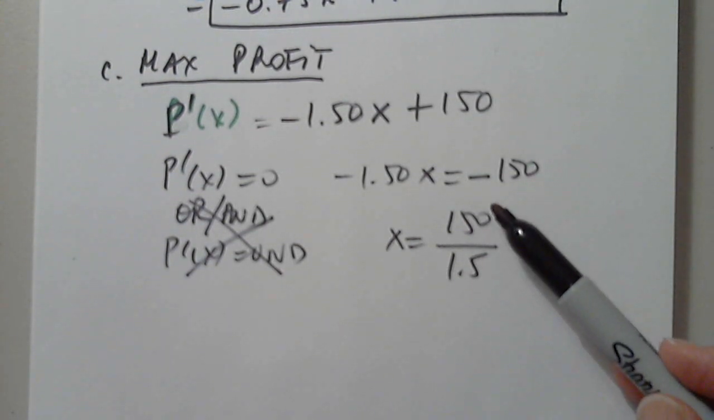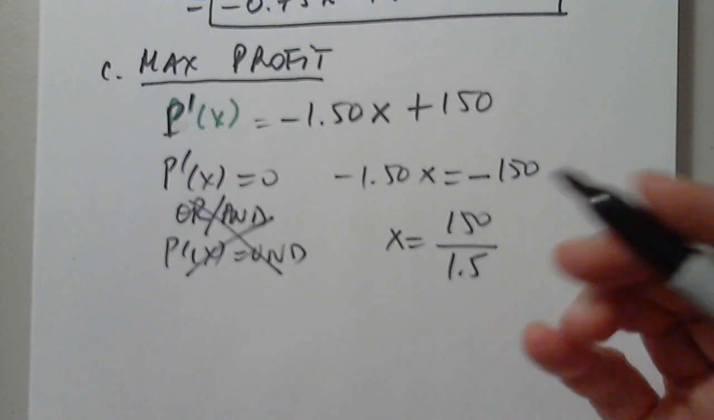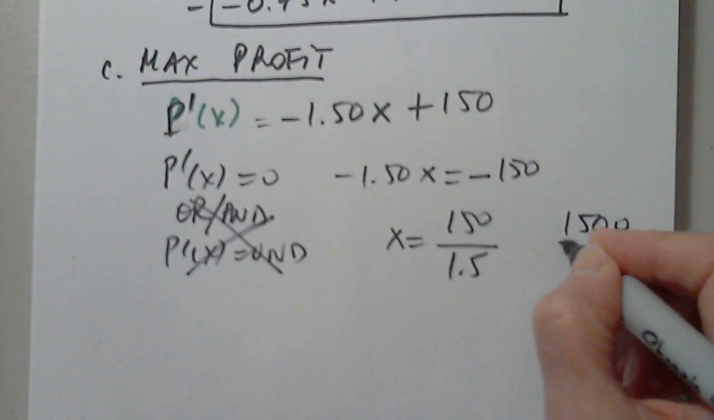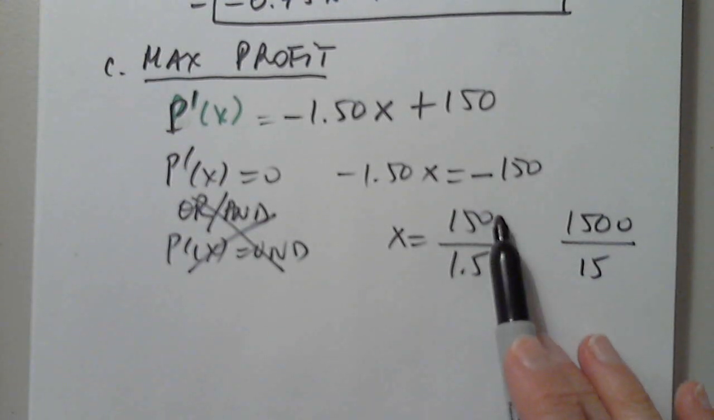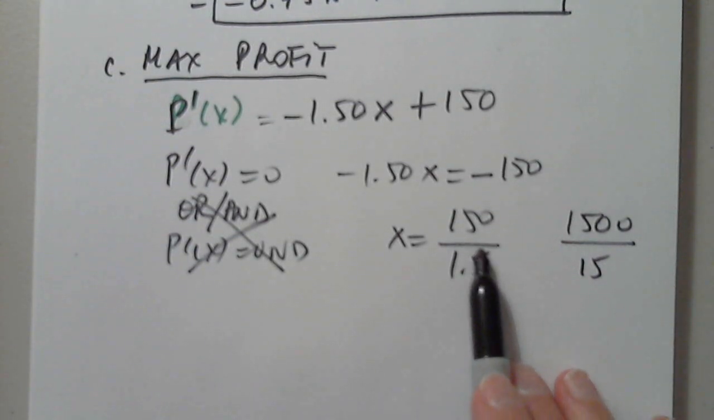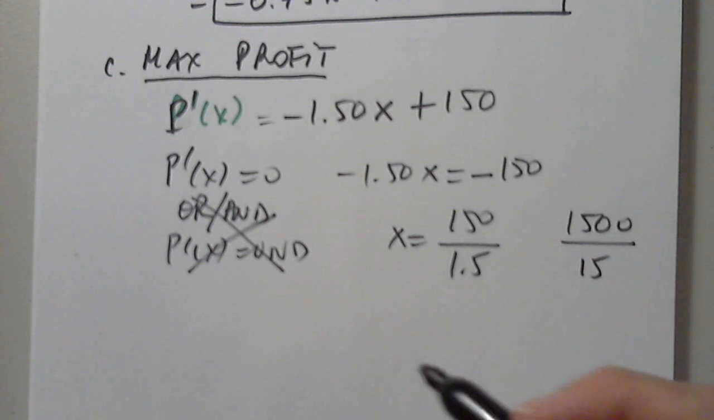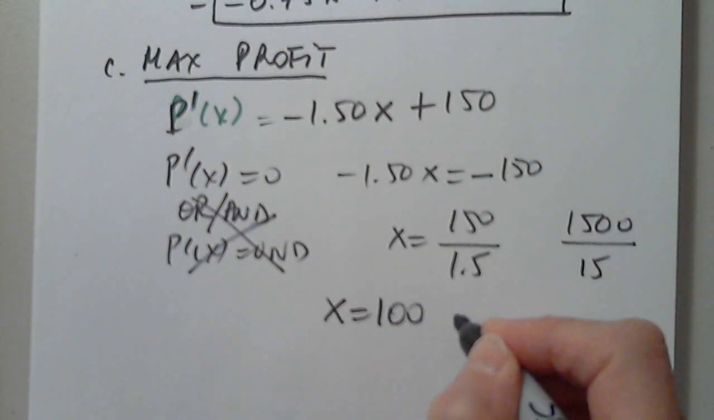What I'd like to do, yes, you can use the calculator, but there is no need. So this is 1500 divided by 15. You multiply top and bottom by 10 to eliminate the decimal number, and then you have 100. So x equals 100 units.